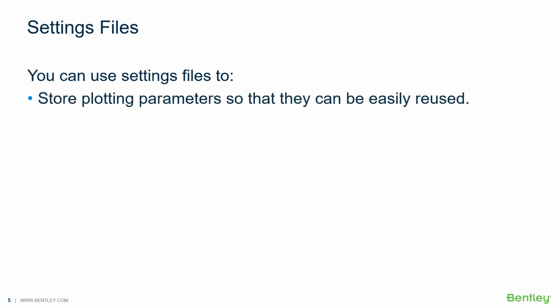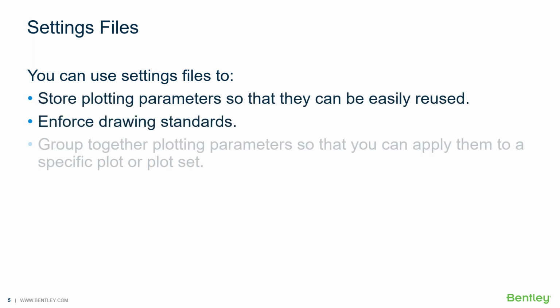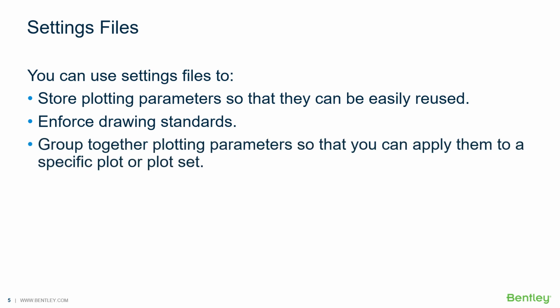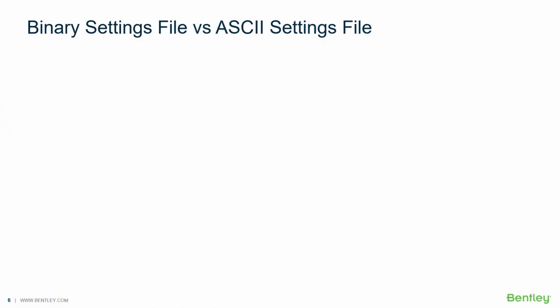Settings files basically provide an easy and flexible way to define default plotting values for your plots and your plot sets. You can use settings files to store plotting parameters so they can be easily reused, enforce drawing standards, group together plotting parameters so that you can apply them to specific plots or plot sets, and of course, assist novice users. So why an ASCII settings file versus binary?